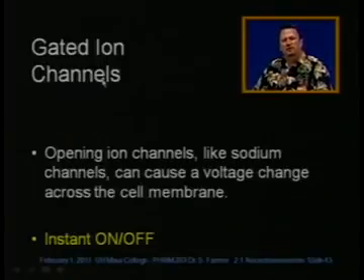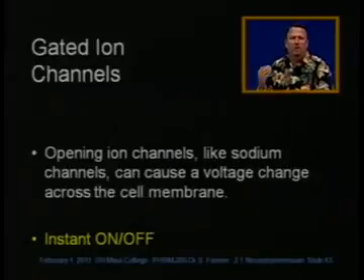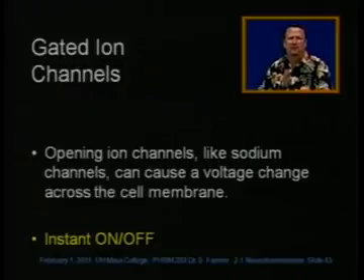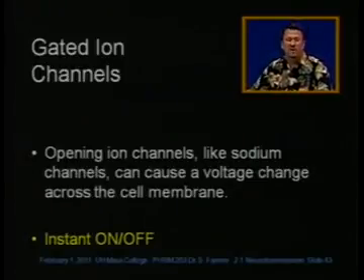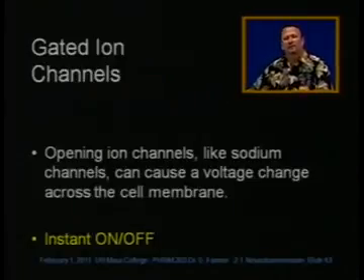And so a place we'd see gated ion channels is like in the neuromuscular junction. When the neuron fires to tell the muscle to move, we want it to move immediately. And when the neuron stops signaling the muscle, we want it to stop immediately. And so the way acetylcholine works on nicotinic receptors in the neuromuscular junction is to open one of these sodium channels.